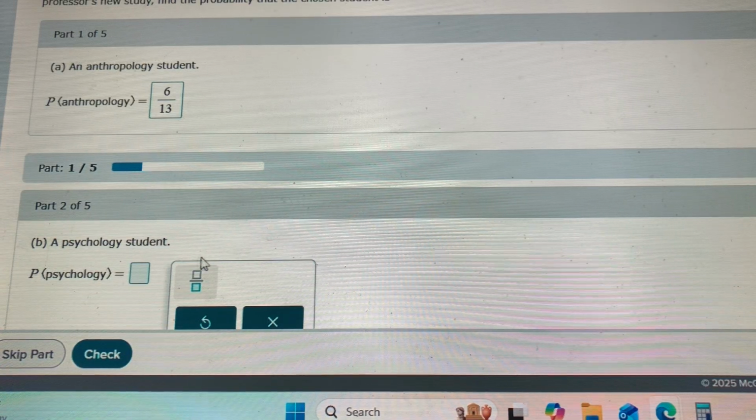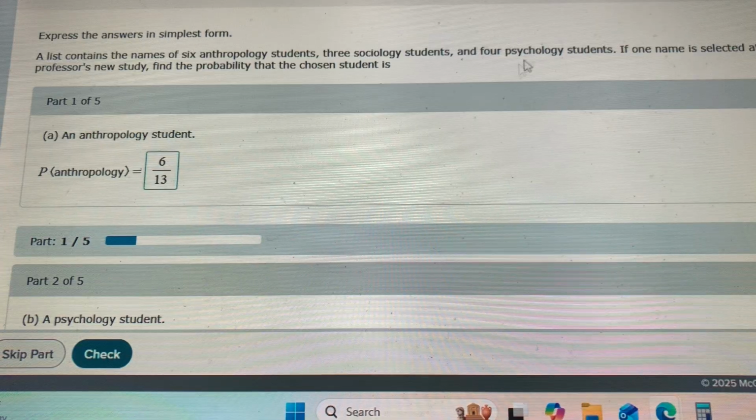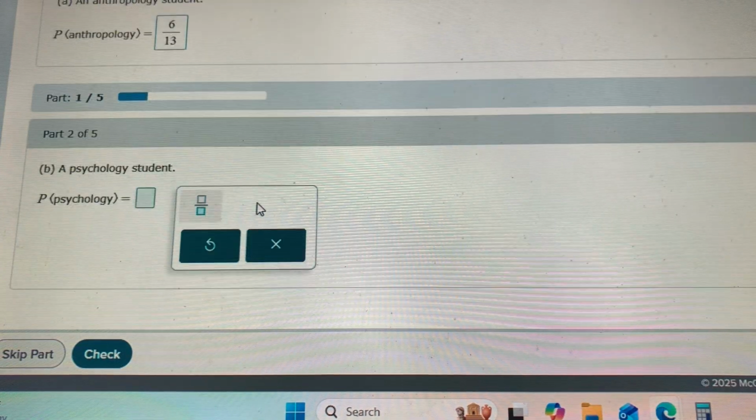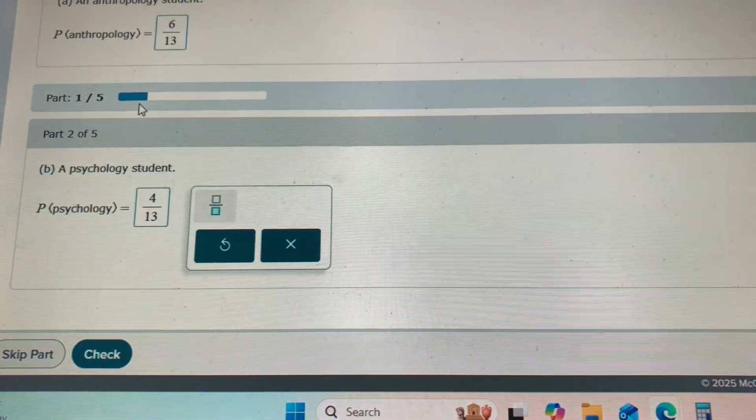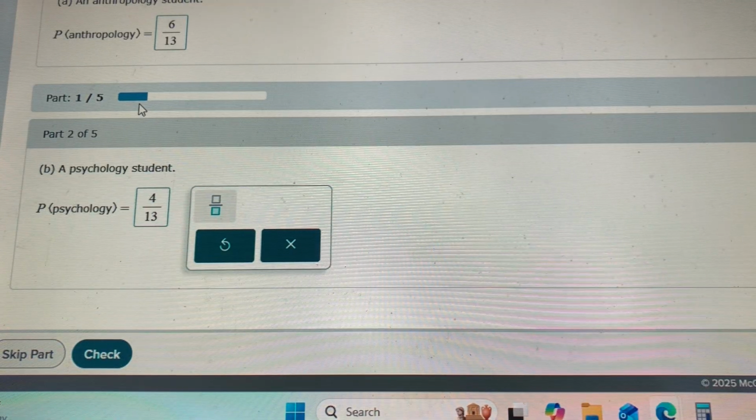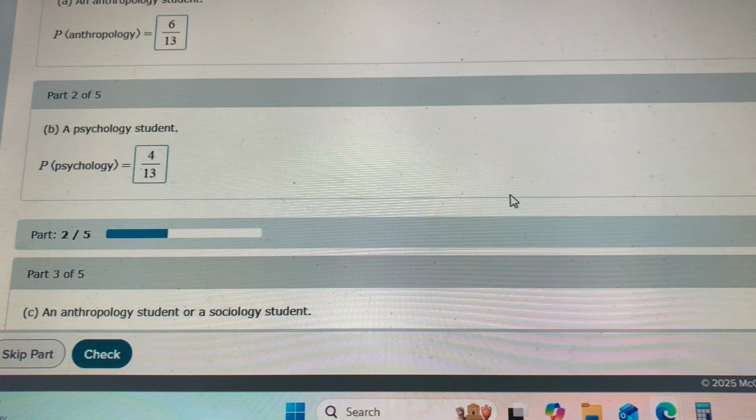A psychology student, well, there are 4 psychology students, but we already know the total's 13. This is why I like to get the total first, because once you know the total, it's the same in every part unless it reduces. But even if it reduces, you should think of it that way first anyway. So this has to be 4 out of 13 before I possibly reduce it. But luckily 13 is a prime number and it doesn't even reduce. So every answer, all 5 of these parts are going to be over 13.